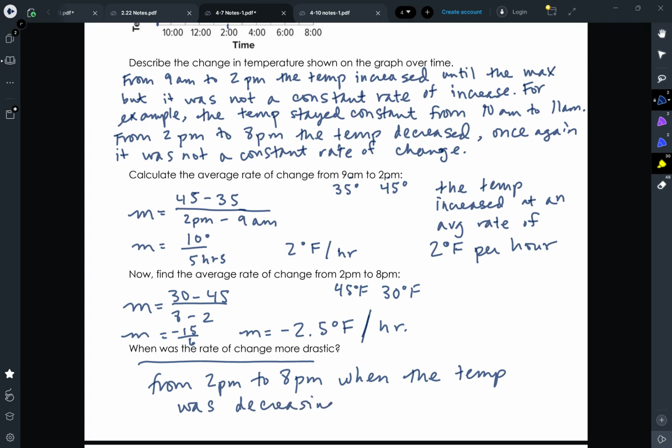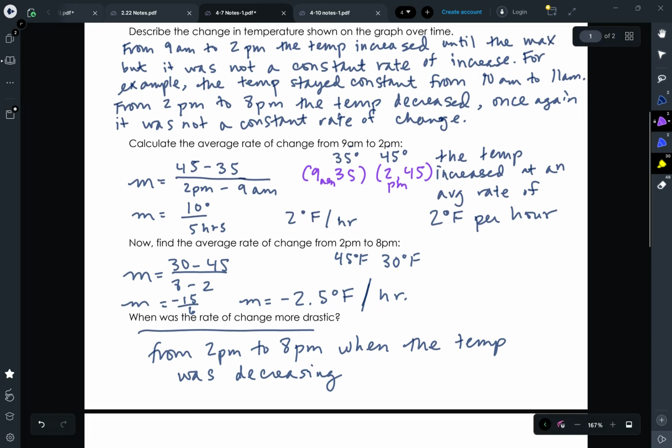It might have helped if I'd written these really like ordered pairs. I think it's tricky with the hours. We have a 9, 35. We have a 2, 45. But I can't really subtract my hours because AM and PM are different units, right? So be really, really careful when you're doing that.